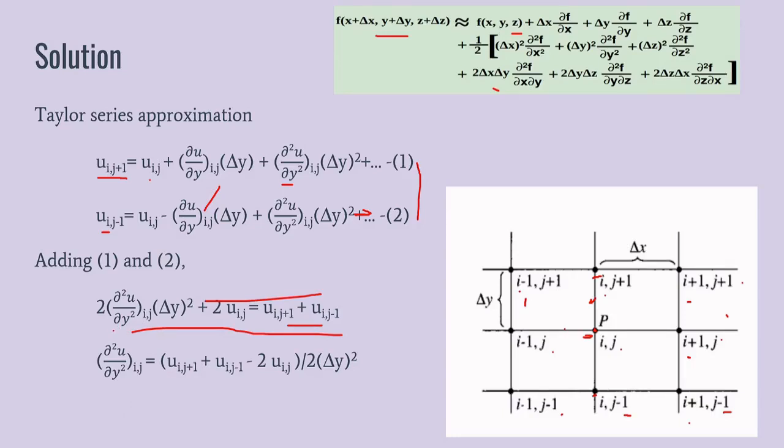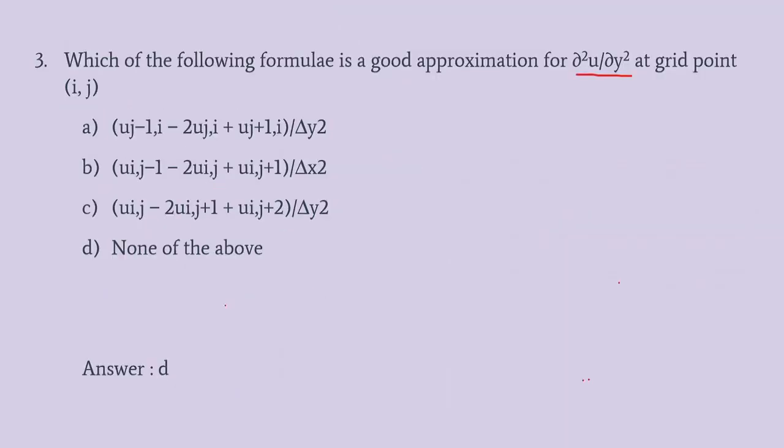From this, if we take out the value for dou square u by dou y square at i j, it will be like this. That is, dou square u by dou y square of i j is equal to u of i j plus 1 plus u of i j minus 1 minus 2 times the value of u i j, the whole divided by delta y the whole square. And delta y is a geometrical value, actually the distance that we are taking from the geometry. So that much distance. So our options were this one.